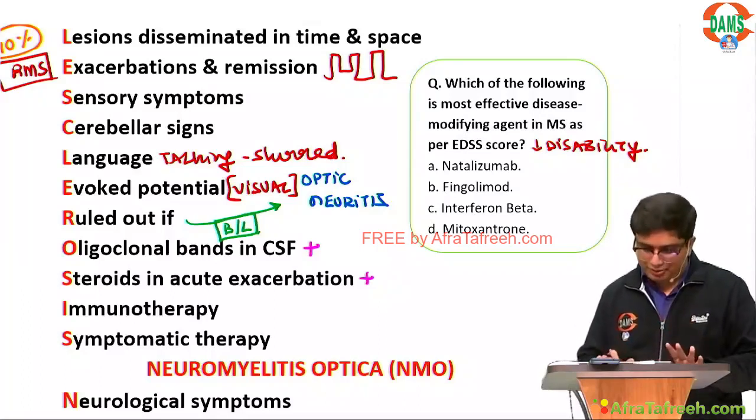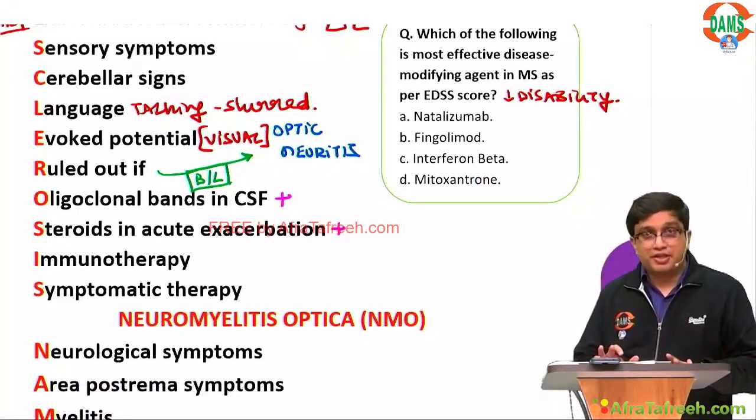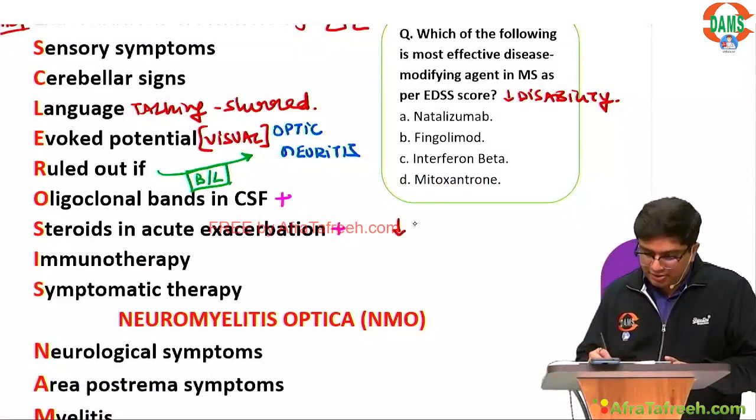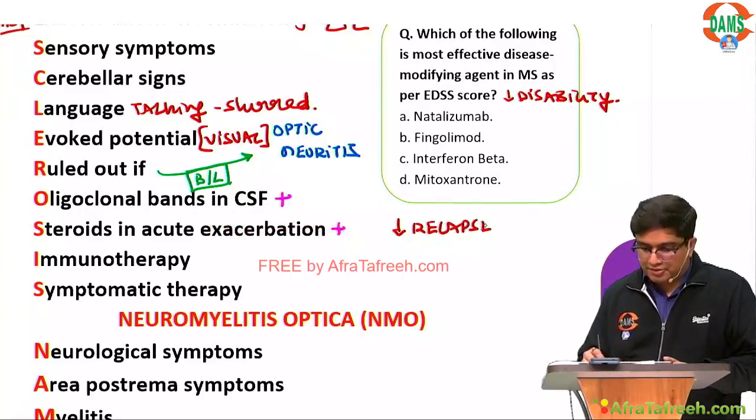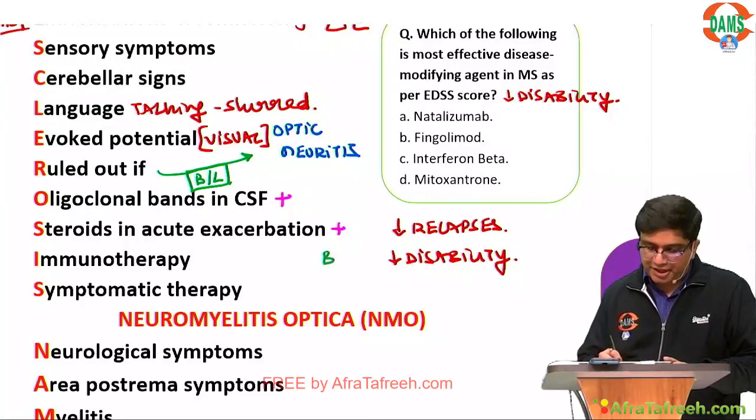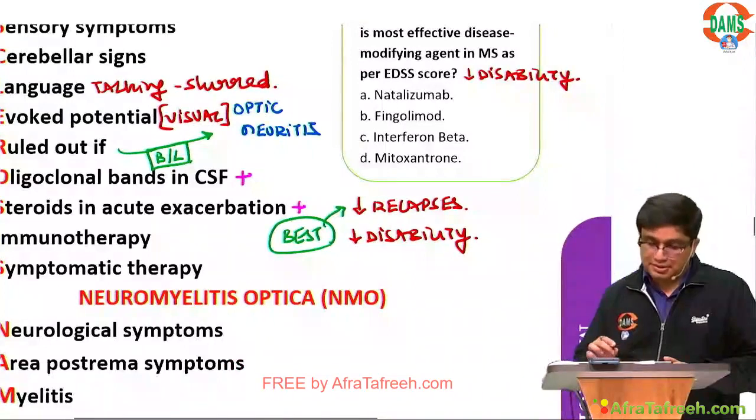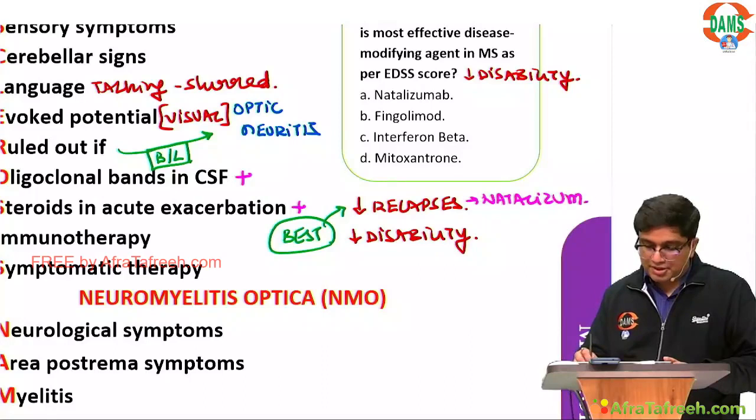See, I'll tell you this. If you look at the disease modifying drugs, there's one drug which we often give to decrease the number of relapses. There's one drug which is considered to be best to decrease the disability. So the best disease modifying agent to decrease the number of relapses is natalizumab. Disability that you quantify by the EDSS scoring scale is mitoxantrone.